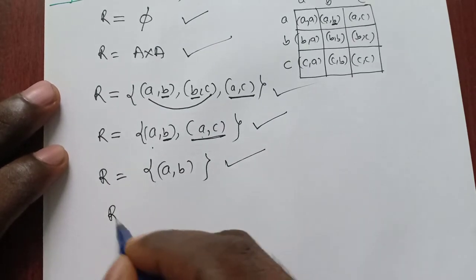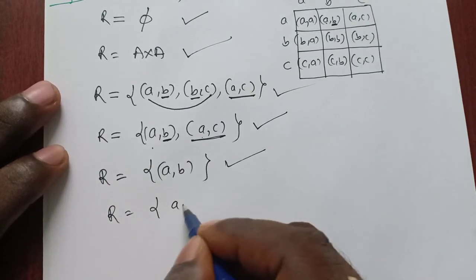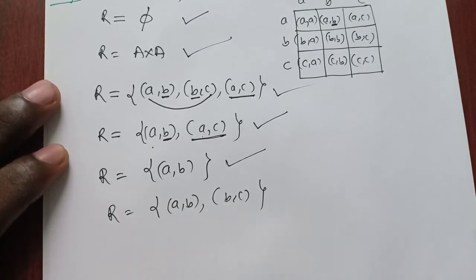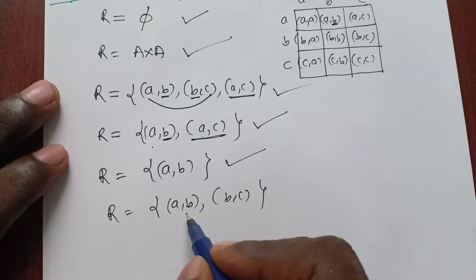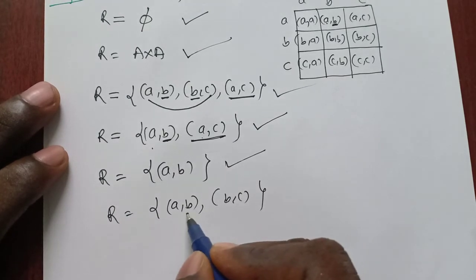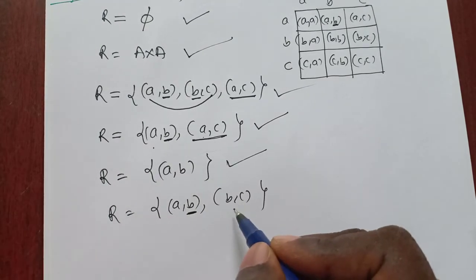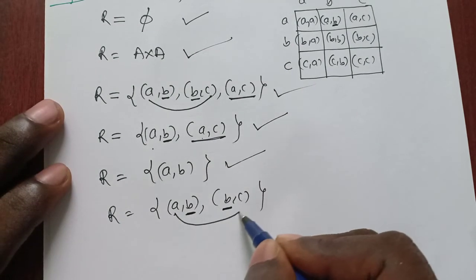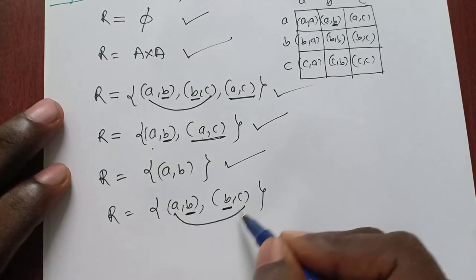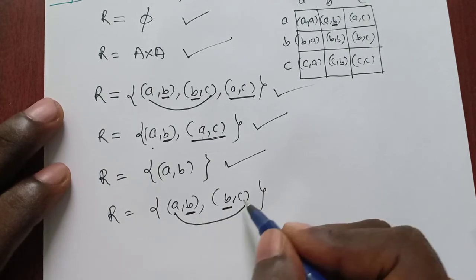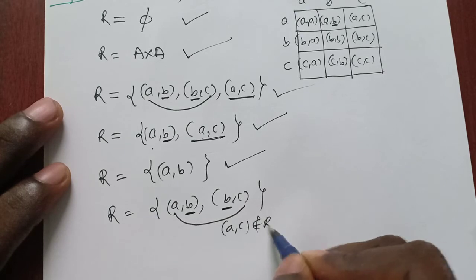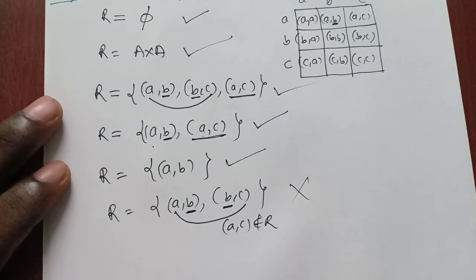Now A comma B, B comma C. Now let us see here A comma B. The ordered pair ends with B and the second ordered pair starts with B. So what do we have? A comma C. If A comma C is present in this relation, then it is said to be transitive. But here A comma C does not belong to this relation. That's why it is not said to be a transitive relation.